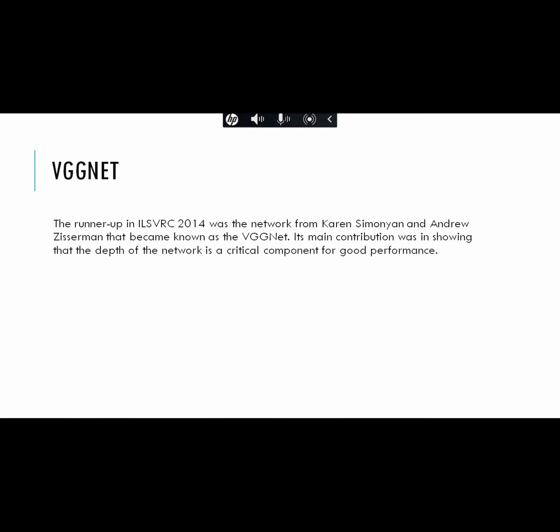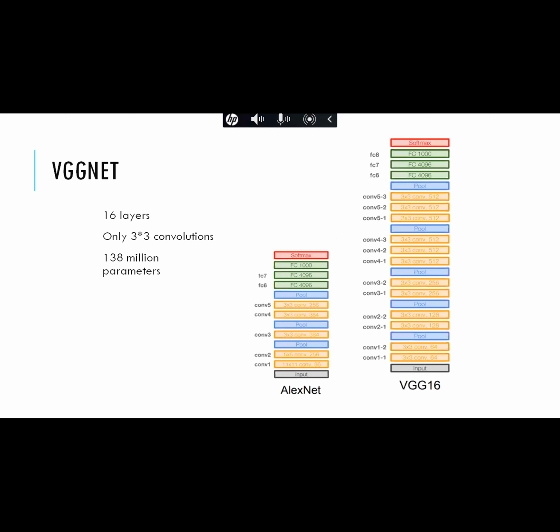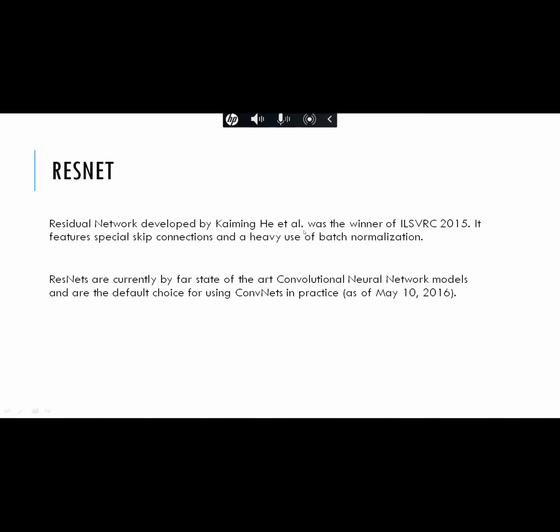VGGNet became known in 2014, developed by Karen Simonyan and Andrew Zisserman. So the main contribution was in showing that the depth of the network is a critical component for good performance. So it has 16 layers, only 3 by 3 convolutions, and 138 million parameters.